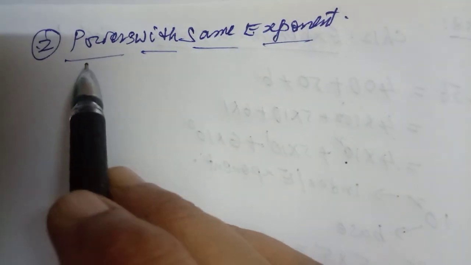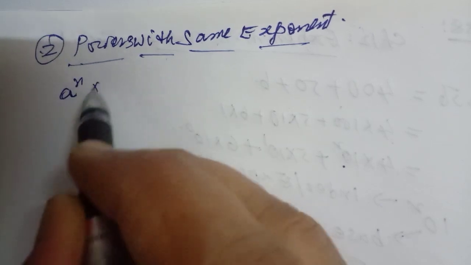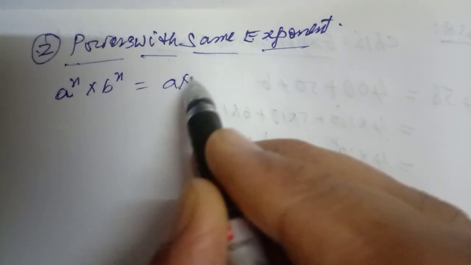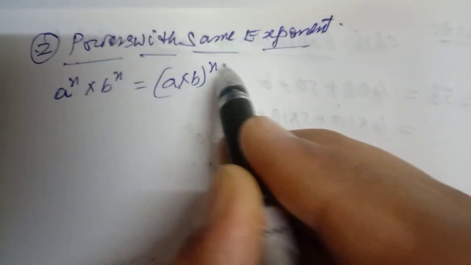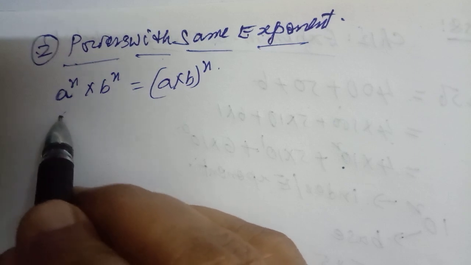Now let us look into the powers with the same exponent. So this is a to the power of n into b to the power of n, that is equal to a into b whole power n. Let us take an example and understand this.